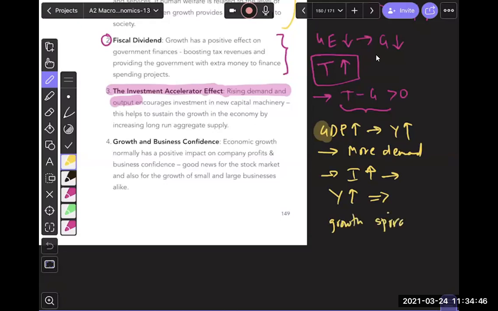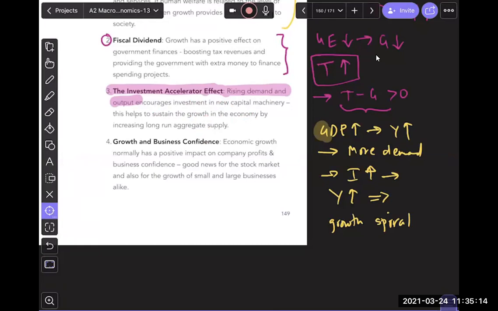because rising GDP, rising output, can cause investment to go up, which can cause GDP to go up further. So rising demand and output can encourage more investment. That's your accelerator effect, and this can help in sustaining the growth, because more investment would mean more GDP, and this could become a cyclical effect.